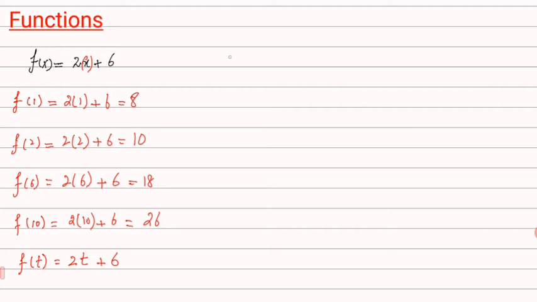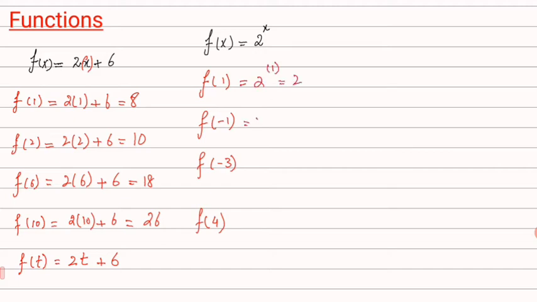For example, let's define another function. Suppose we have another function f of x is equal to 2 raised to the power x, and they want us to find out values of the function at 1, let's suppose at -1, at -3, and maybe f of 4. So what you need to do, you just need to find f of 1, that means 2, f of -1, that means 2 raised to the power -1.